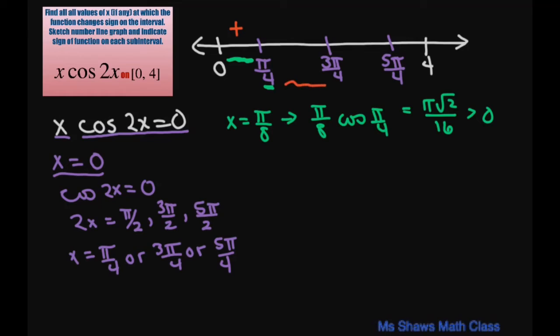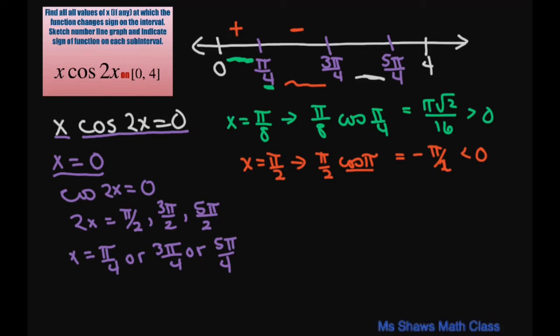All right, now let's pick a point in between pi divided by 4 and 3 pi divided by 4. Let's check pi divided by 2. This is going to give you pi divided by 2 times cosine of 2 times pi divided by 2, which is just pi. This equals negative 1, so we're going to get negative pi divided by 2. And that is negative, so we have a negative here.